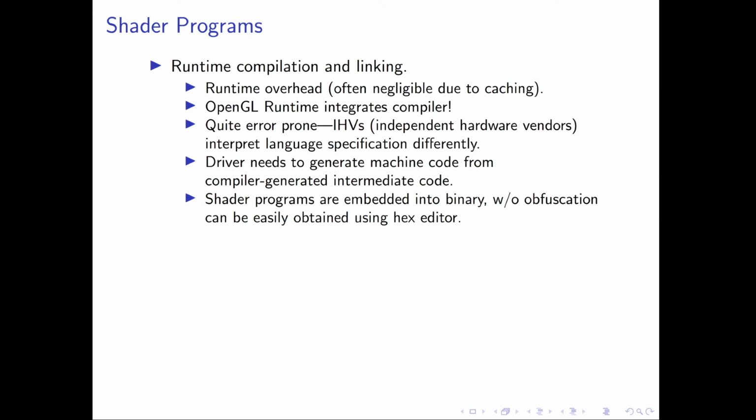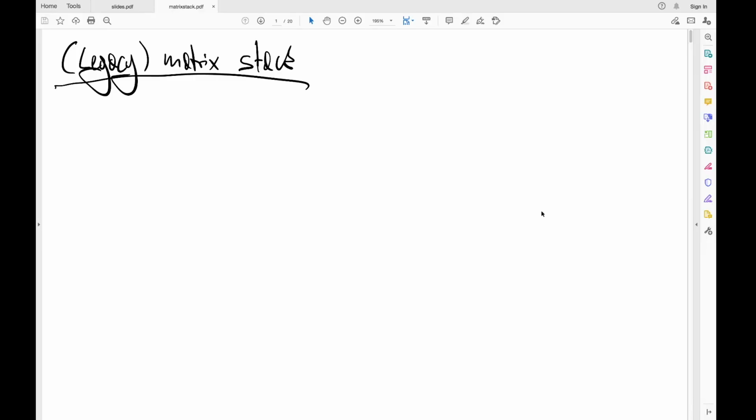With legacy graphics APIs, there's a feature that I mentioned a bit earlier, the so-called matrix stack. The matrix stack is part of a hierarchical design that many of the legacy APIs followed, and OpenGL, for instance, also had that. I want to briefly sketch the idea behind those hierarchical APIs.